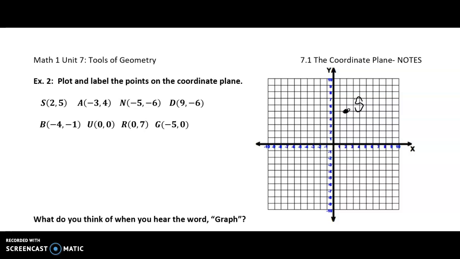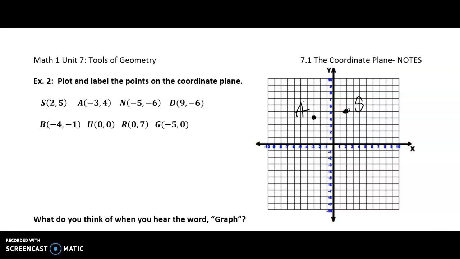Let's do point A. So starting at the origin, we now need to move to -3 along the x-axis. So we're going to move left to -3. The y component is a +4, so we're going to move up 4. So from there, we're going to go ahead and make our mark, and that's going to be point A.